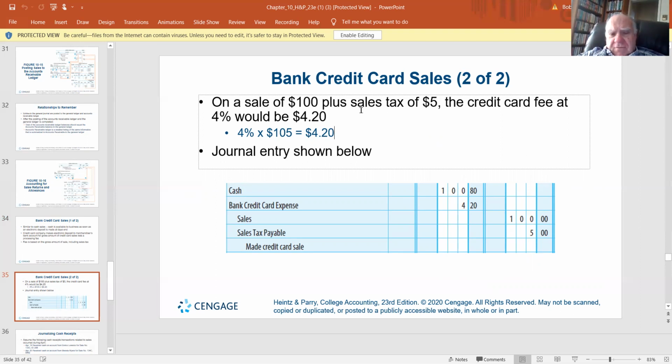Do the sales side first. The sale was $100. That's easy. $5, they're telling you the sales tax was a five, and then the bank charge was 4% on the 105. That's how you get that extra 20 cents, and the difference is $100.80.